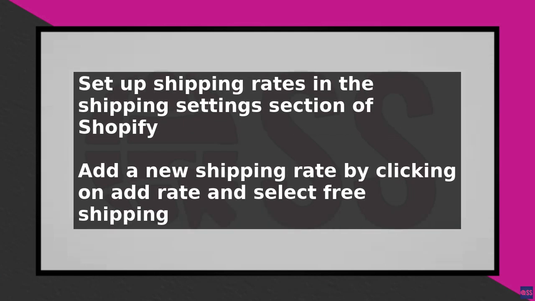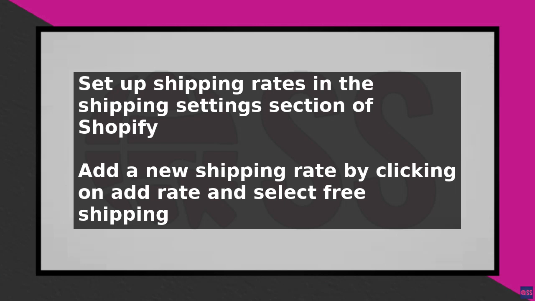To add a new shipping rate, click on Add Rate and select Free Shipping. Next, you need to set up the conditions for when the free shipping option is available. You can do this by setting a minimum order amount or a specific location. For example, you can offer free shipping on orders over $50 or on orders within a specific country.